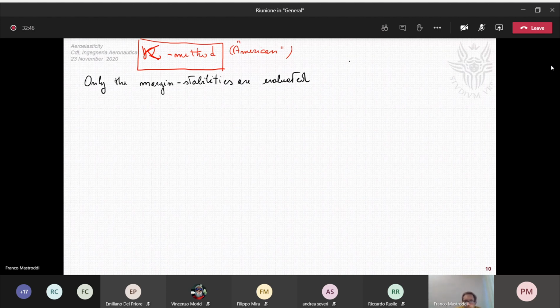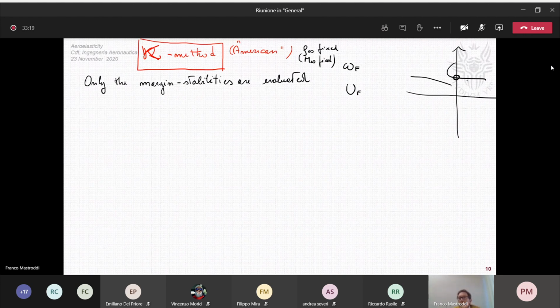Margin means the flutter frequency and the flutter speed if you fix the density, for example. Density fixed, and of course Mach number fixed. You may evaluate these two parameters. So you want to evaluate only the crossing pole. So you want to evaluate this omega flutter and the value of the parameter U flutter, the flutter speed.